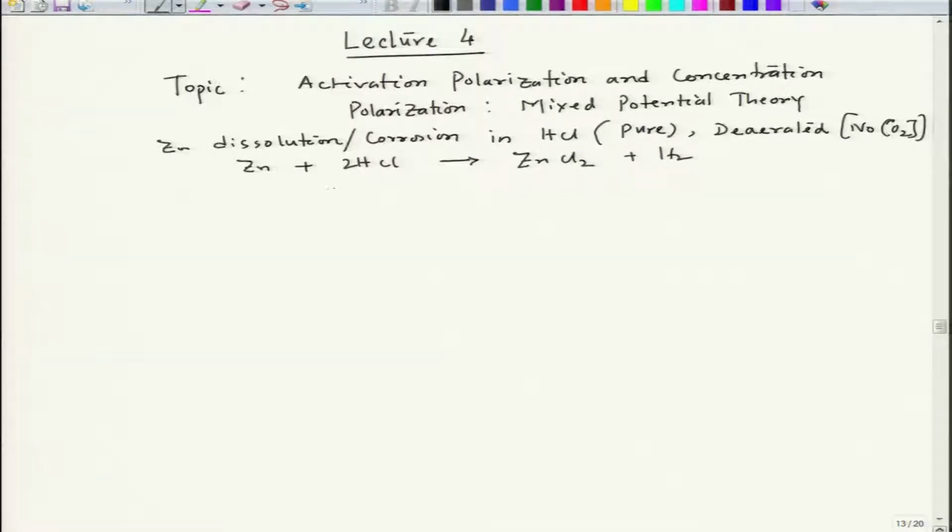Now, we could also see the anodic processes and cathodic processes. So this is anodic, this is cathodic. Hence, these are electrochemical reactions.